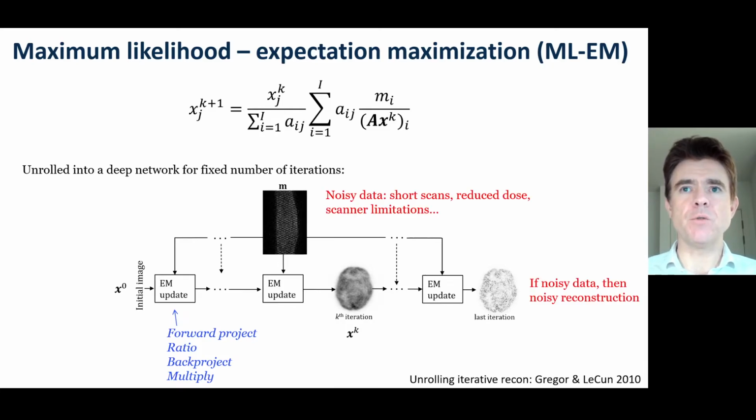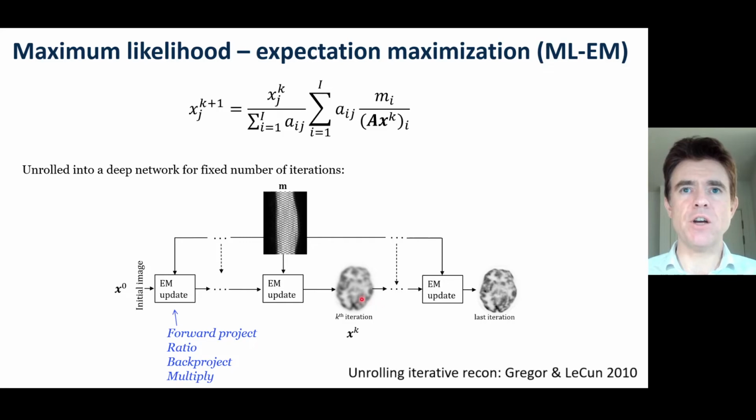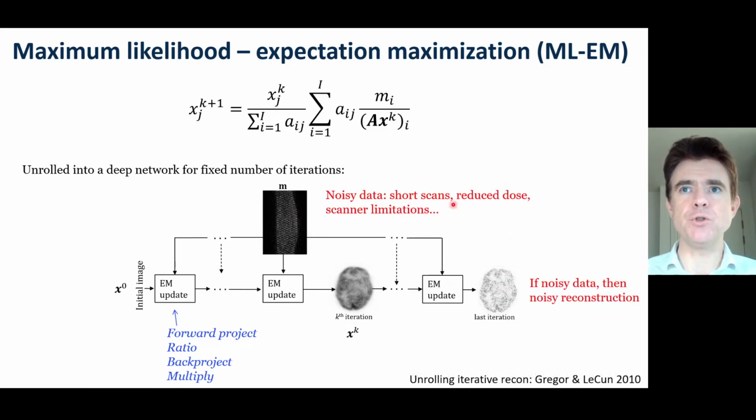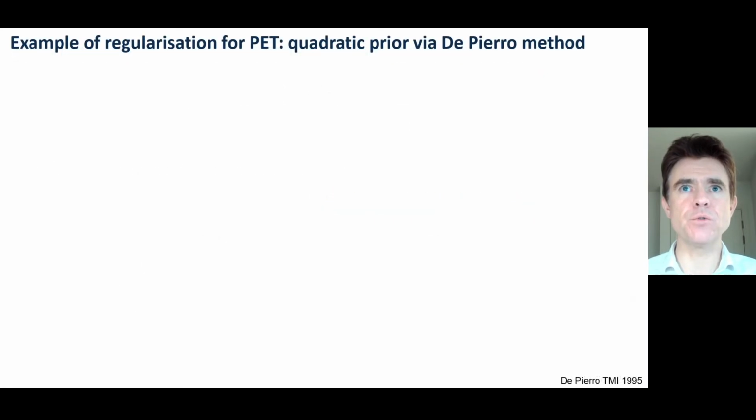Okay, so the point that I want to draw out here is that, of course, if we had high count data like this, then we might get a high quality reconstruction. But as we know, due to limited scan time or due to limited injected dose or indeed scan limitations, we often have very noisy sinogram data for PET, and therefore by the time we get to this last iteration, we end up with a noisy reconstruction. And so that is why conventionally with iterative reconstruction we use so-called regularized or MAP-EM methods to compensate for noise. So let's take a quick look at those.